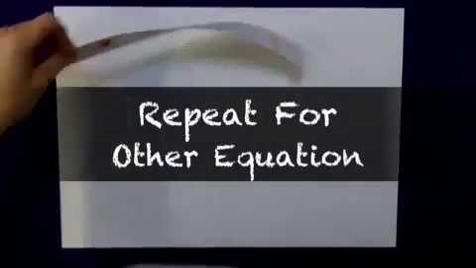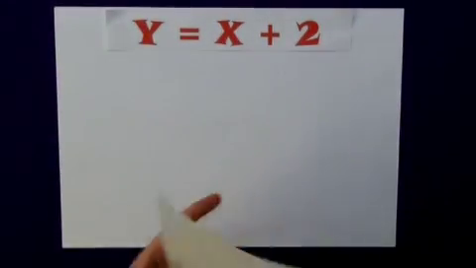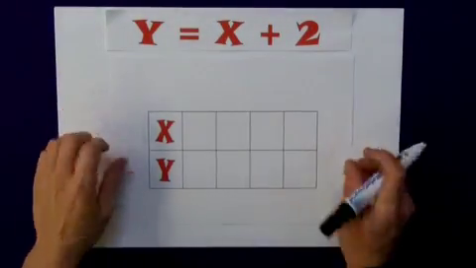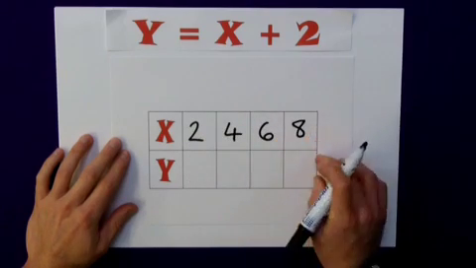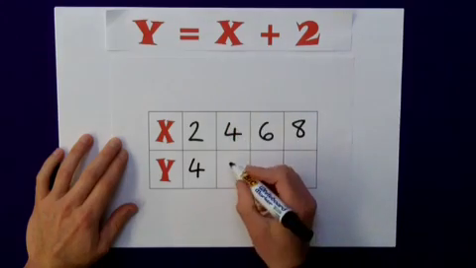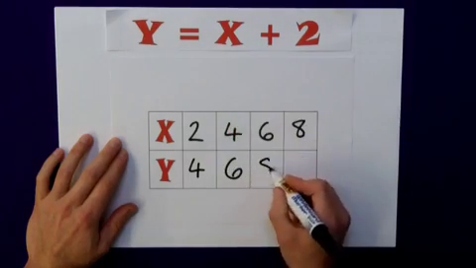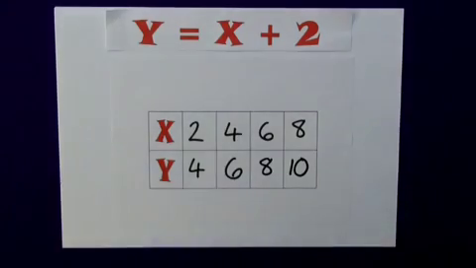I'm now going to do the same for the other equation, and I'm going to substitute in the same values for x and see what I get out. My values were 2, 4, 6 and 8. Now this is an easier one. 2 goes in, so I get 4 out. 4 goes in, I get 6 out. 6, I get 8 out, 8 and 10. So I now have my two sets of coordinates.